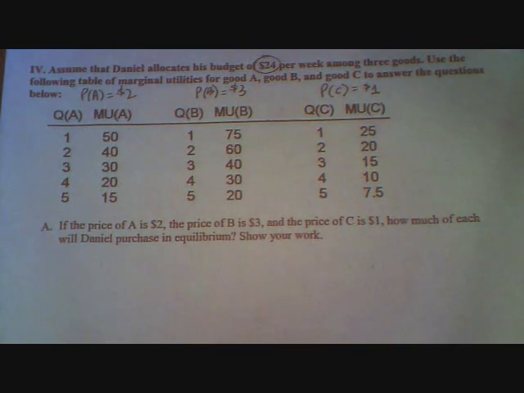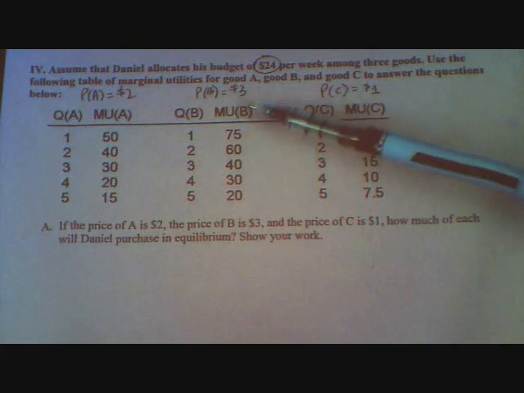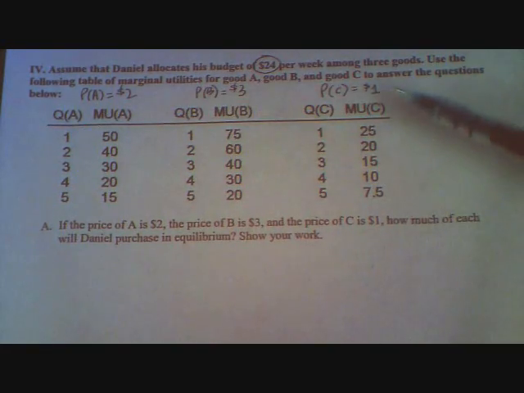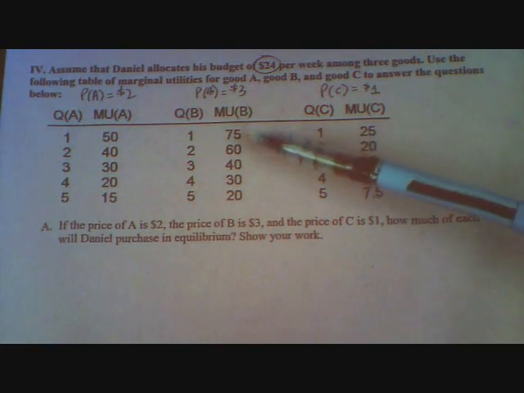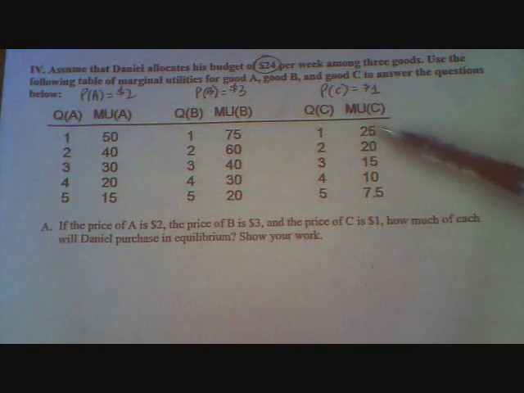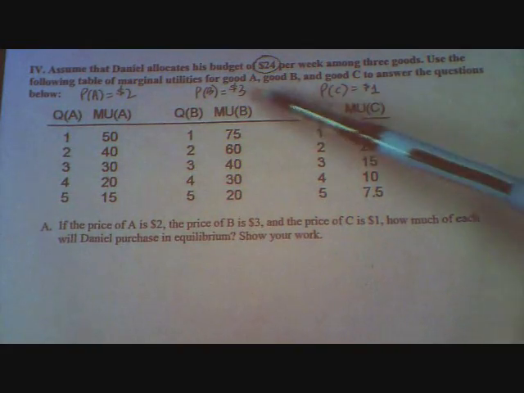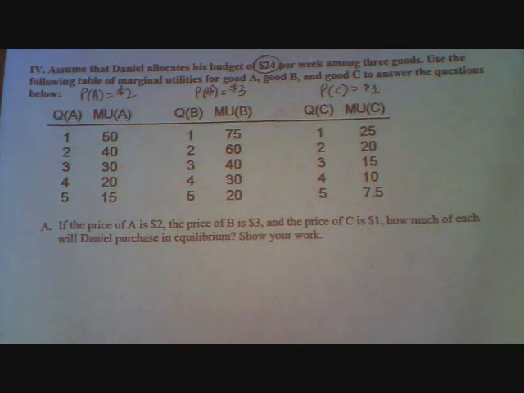Unfortunately, that's incorrect, because it doesn't take into account that the price of B is different from the price of A and the price of C. Yes, you get more utility from B than from C, but it costs you more too. You have to take that into account. So the way we take that into account is by calculating marginal utility per dollar, which is the marginal utility of the good divided by the price of the good.